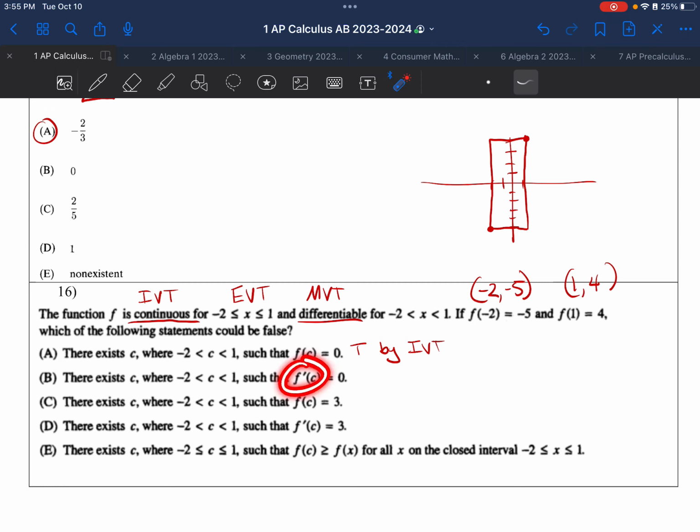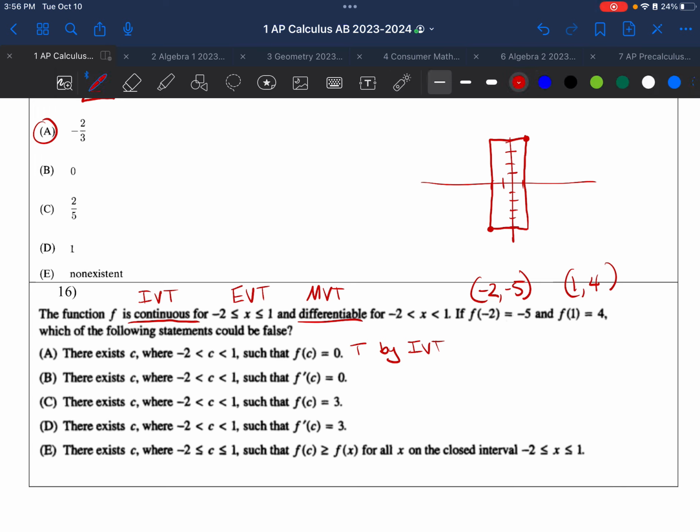Okay, what about this one? This is saying f prime. If it's f prime, that's slope. Slope is given by mean value theorem, and it's saying, hey, the slope is 0. And it's saying, hey, the slope down here is 3. One of these has to be false. You can't have the slope at both these points be a different value. So it's between B and D automatically. Let's go ahead and do that.